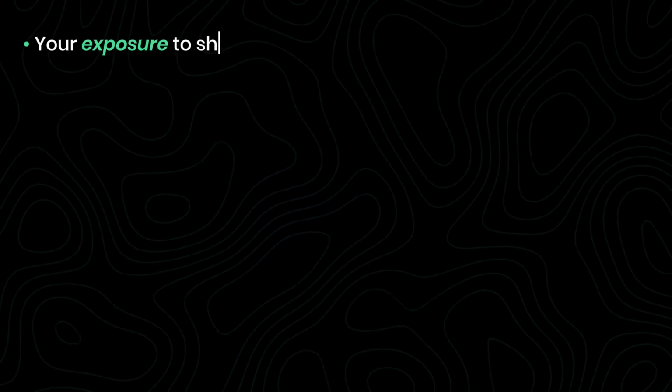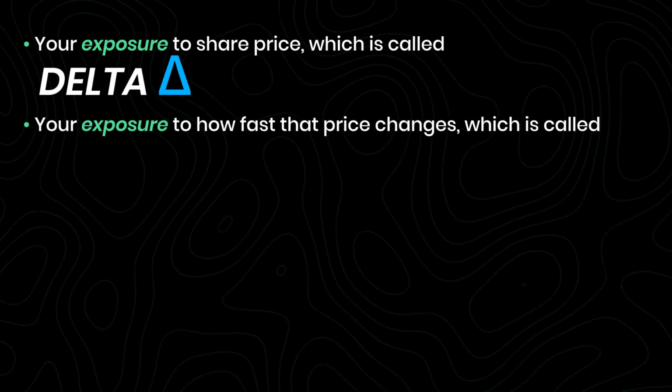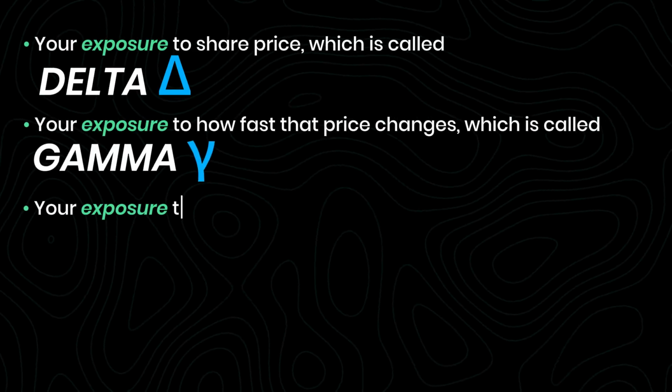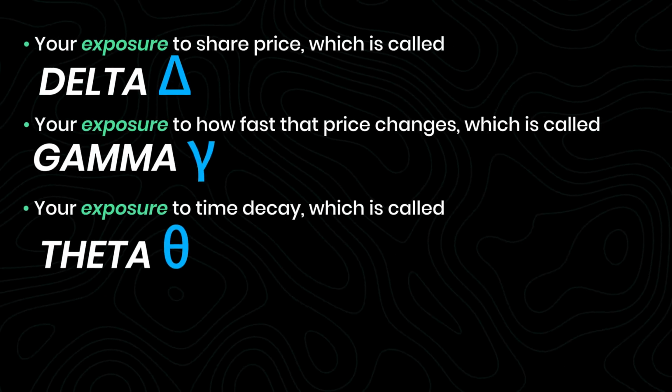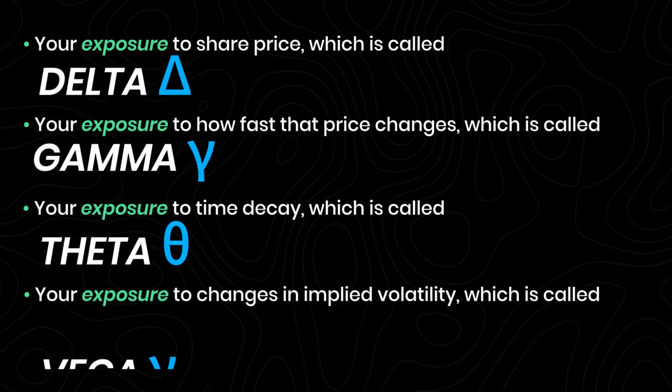All right, so there are many exposures, and we're talking about the main 4 in this video, which are your exposure to share price, which is called delta, your exposure to how fast that price changes, which is called gamma, your exposure to time decay, which is called theta, and your exposure to changes in implied volatility, which is called vega. These Greeks, delta, gamma, theta, and vega, tell you how much of each of these types of exposures the position that you have on actually has.